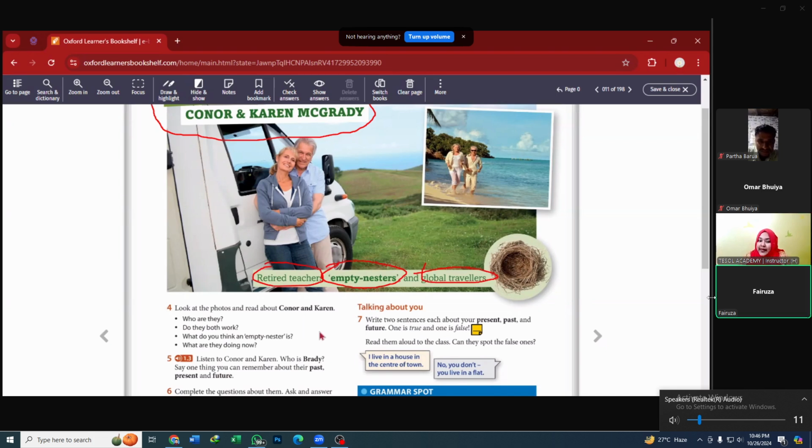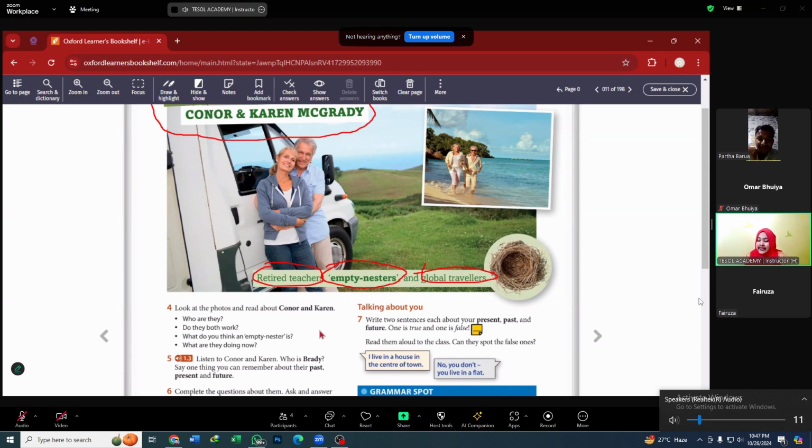Okay, Mr. Partho. Number 2. Read the question and answer me. Do they both work? They do not work now. They are retired teachers and they are global travelers. Very good. Excellent. They do not work now, but they are retired teachers and global travelers. Excellent. Very good. Okay, next.